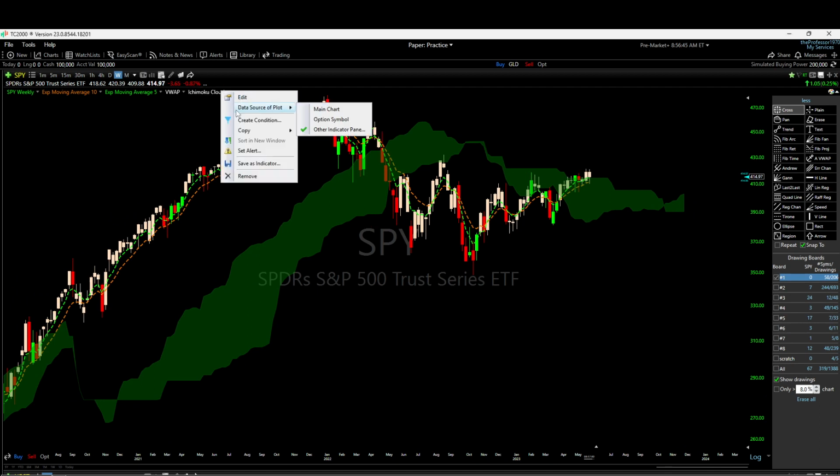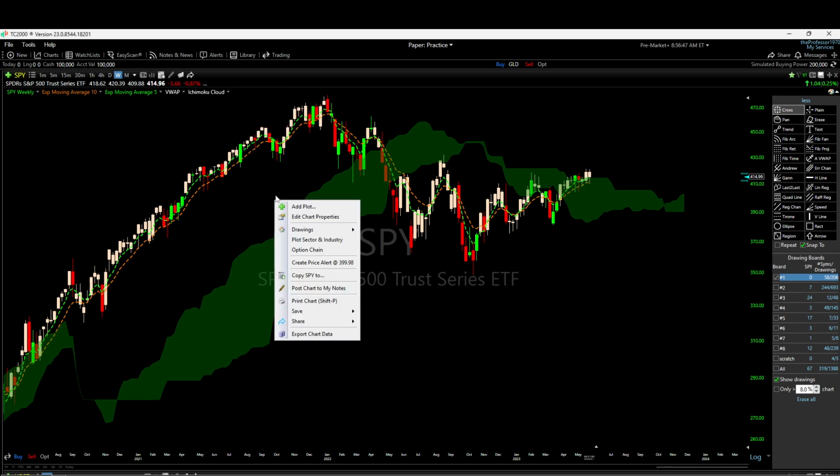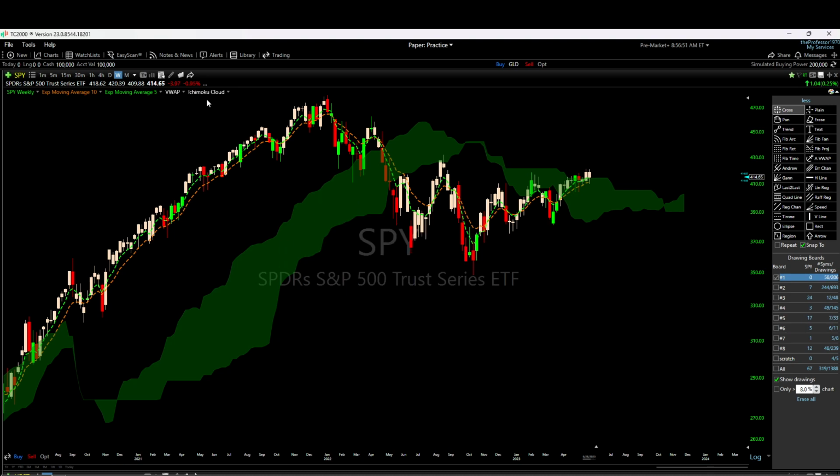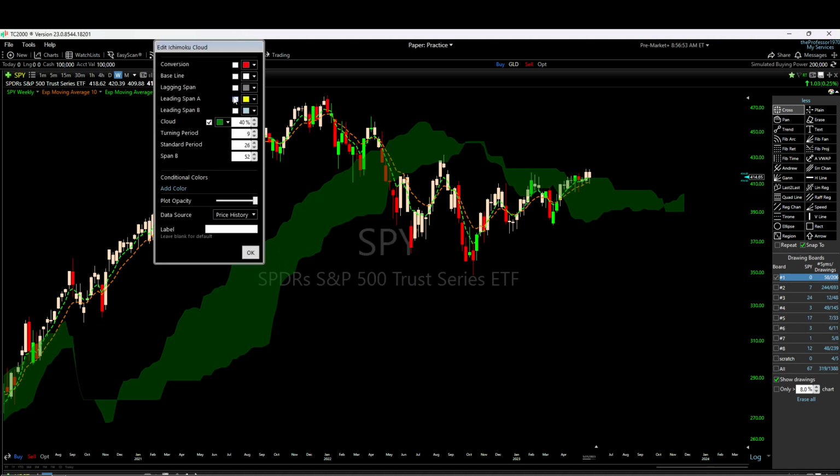Guys, I use standard settings. First off, I turn off extended trading, and then I use standard settings, okay? Which is basically the turning period is 9, standard period is 26, span B is 52. What I do is I turn off all the lines.